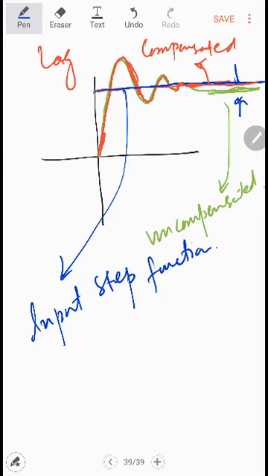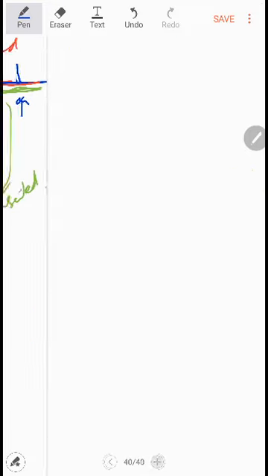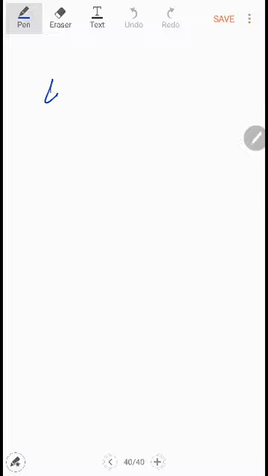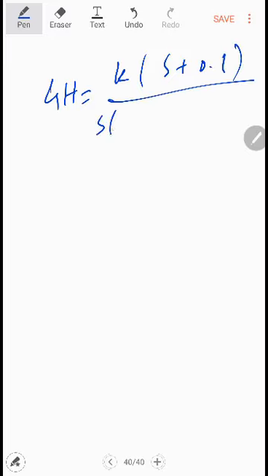So in this case, we increase the gain of the system. You can also check this one, because now we have GH equal to K times (s plus 0.01) divided by s times (s plus 2), and then this one is (s plus 0.1) divided by (s plus 8).